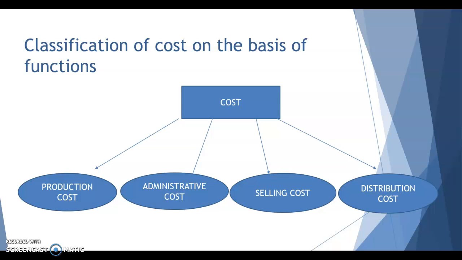So on the basis of functions, we can classify the cost into production cost, which is also known as factory overheads or works overheads, administrative cost, which is also known as administrative overheads or office overheads, selling cost or selling overheads, and distribution cost or distribution overheads. So these are the different types of classification of cost.